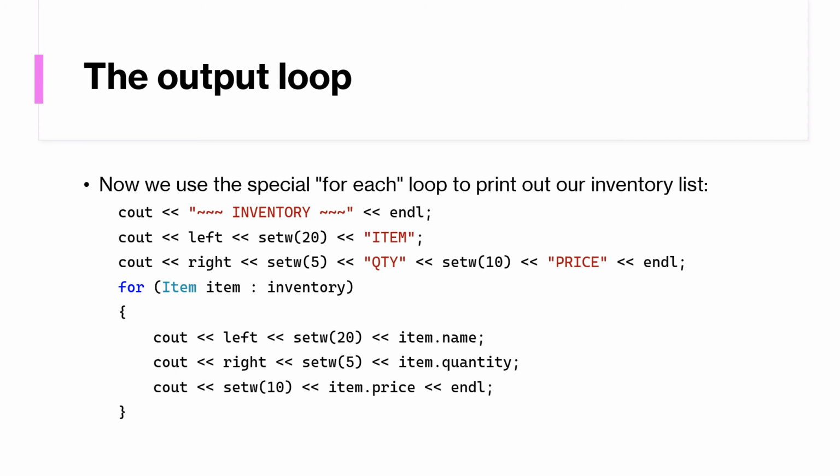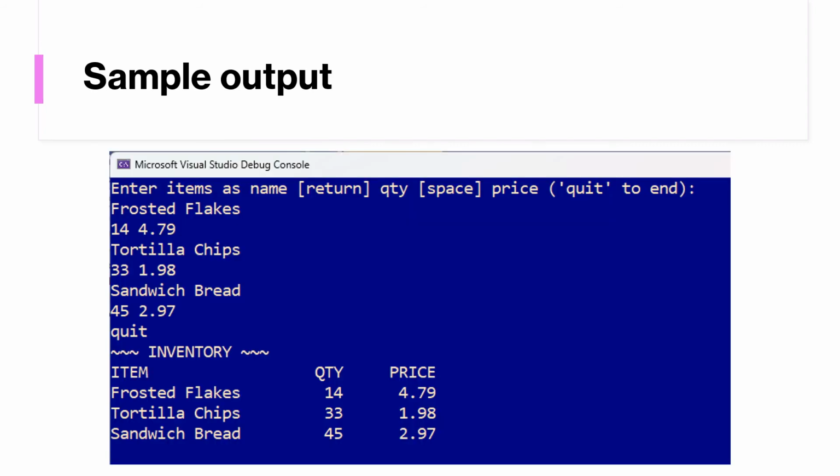Now we use the special for-each loop to print out our inventory list. So notice that we can use Item as a type in the for loop as well. So we can do for Item : inventory, and then each time through the loop we get a new item. We can't print the item itself, the whole struct, but we can print item.name and then item.quantity and then item.price. And that ends up looking like this in the Visual Studio console.